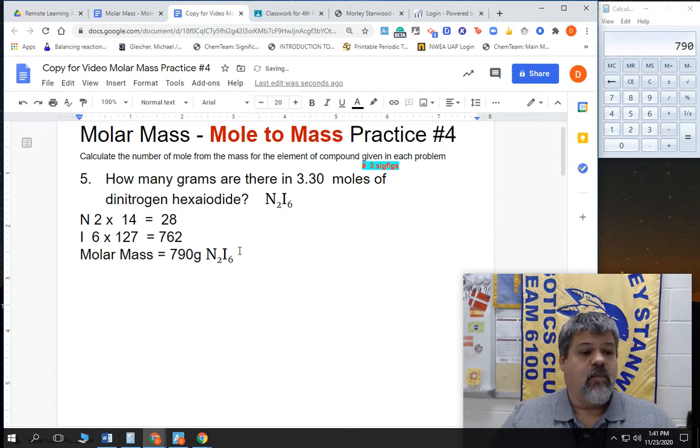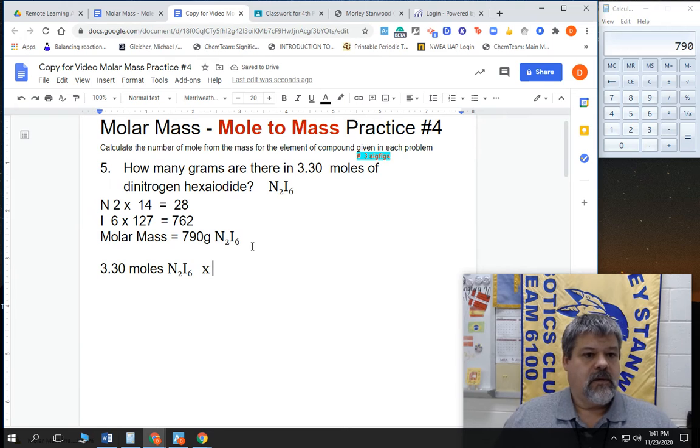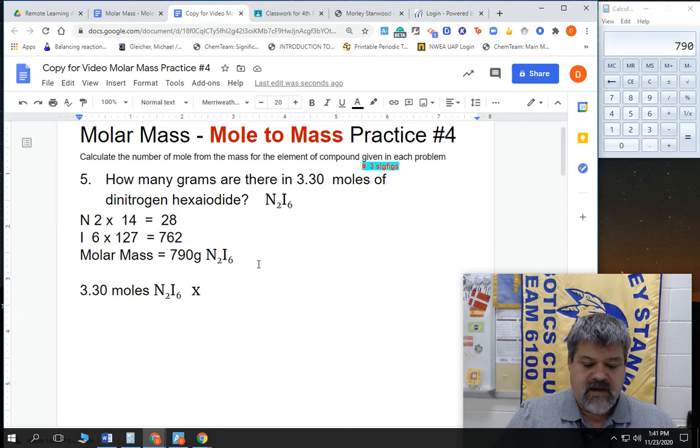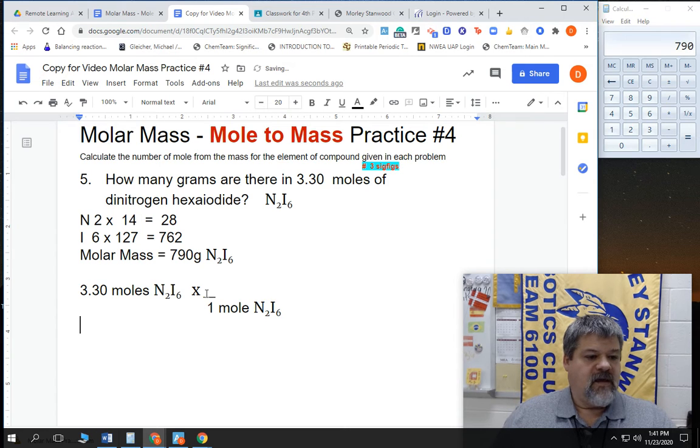So we're going to always start off with what we have in the original problem. So 3.30 moles of dinitrogen hexaiodide. Then we always put our times in our line. And we're going to put moles on bottom. Well, how many moles did I say this is equal to? Okay, it's equal to 1 mole. So we're going to put in here 1 mole of dinitrogen hexaiodide. Okay, and that equals this right here.